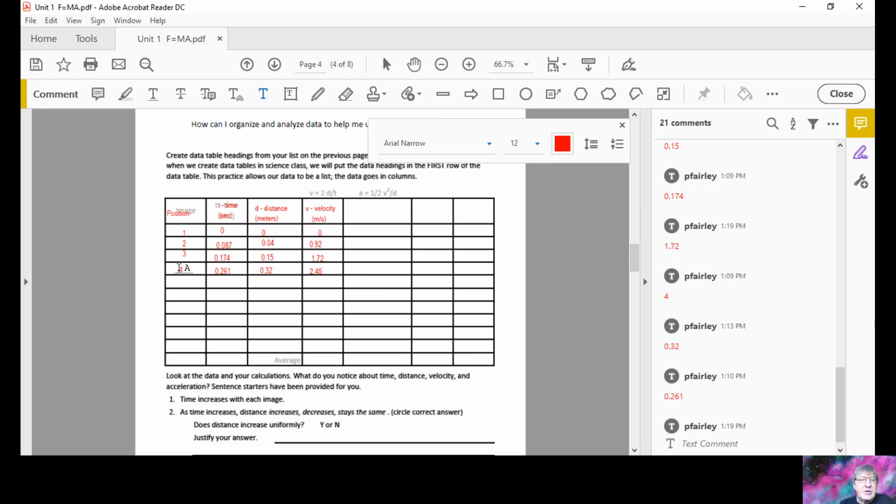Well, I'm going to stop here, and you're going to keep going all the way to number 10, but I want you to keep that question in the back of your head. Is it getting faster as it's falling? In other words, is it accelerating?